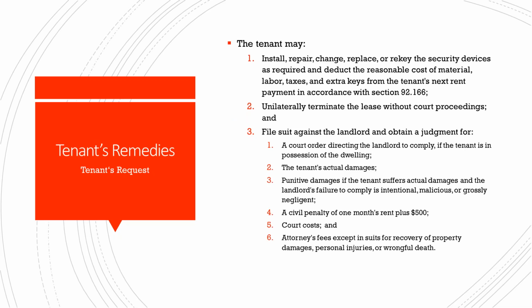Well, they're pretty similar. There are 3 options here instead of 4, but the first is that, again, the tenant could install or rekey the security device and deduct those costs from the rent payment. The tenant could unilaterally terminate the lease without going to court, or the third option is to file suit against the landlord and obtain a judgment for those 6 items. So similar remedies to those for Category 1 security devices.